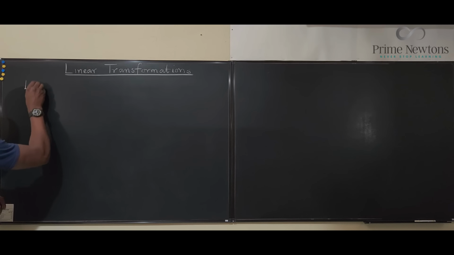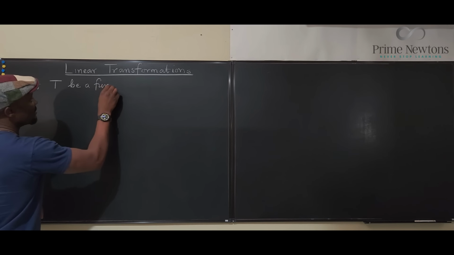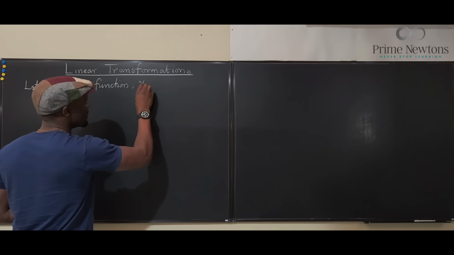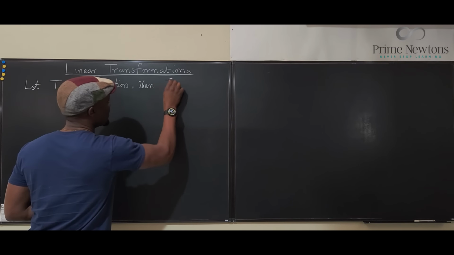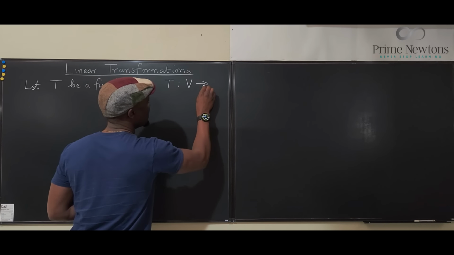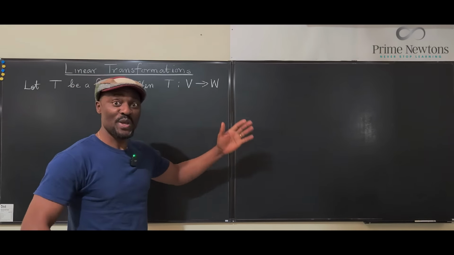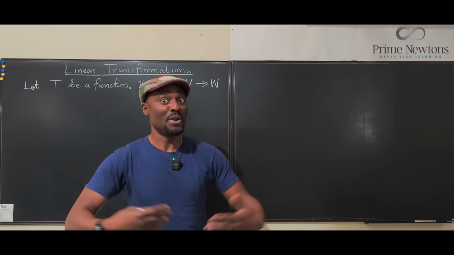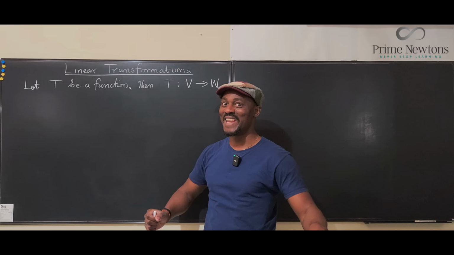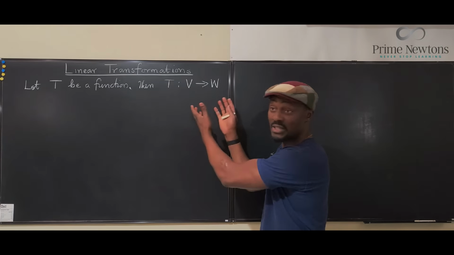Okay. Let T be a function. Then T takes from V and puts it in W, where V is what we call the domain and W is the codomain. That is super basic. These two guys, the domain and the codomain, will cause us a lot of trouble in the future. But for now, let's just understand them.